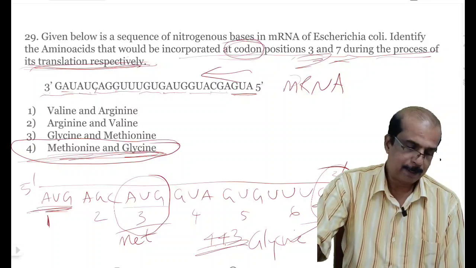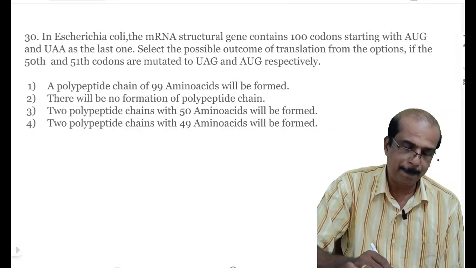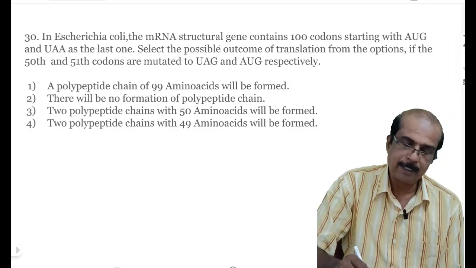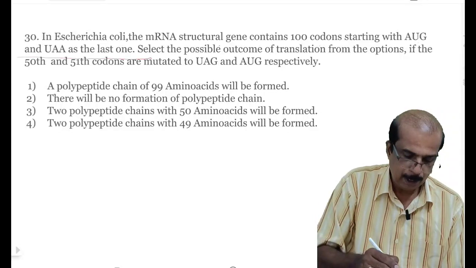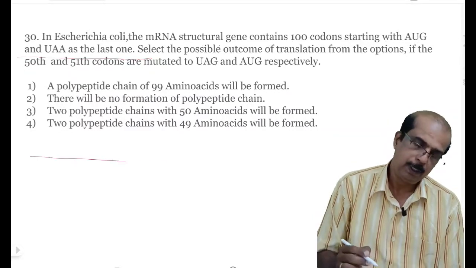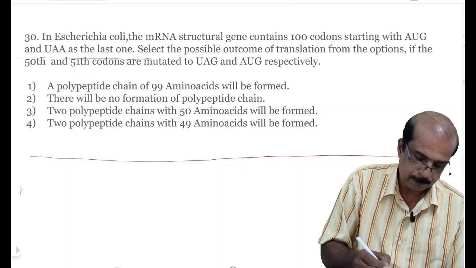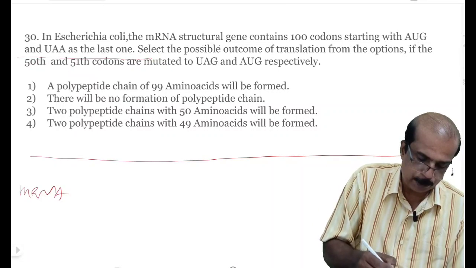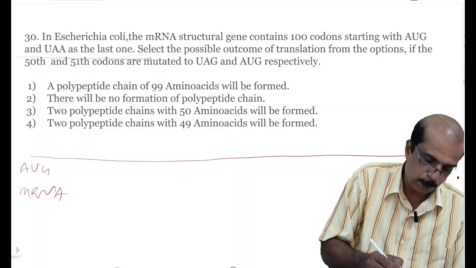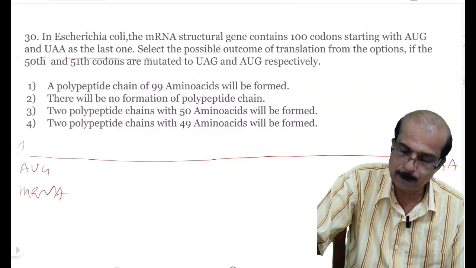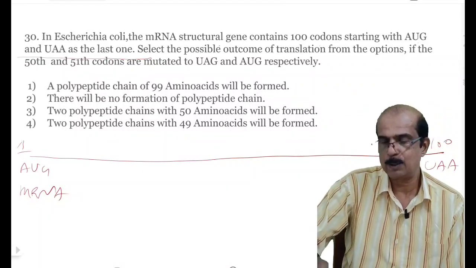Yes, our last question, 13th question. In Escherichia coli, the mRNA structural gene contains 100 codons, starting with AUG and UAA as the last one. This is the mRNA. First codon is AUG, last is UAA, the 100th one. 100 codons are there. The first one is the initiation codon, the last one is the termination codon.